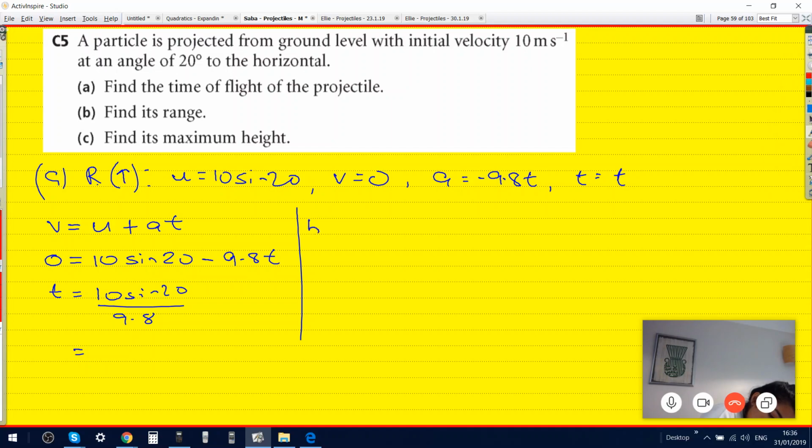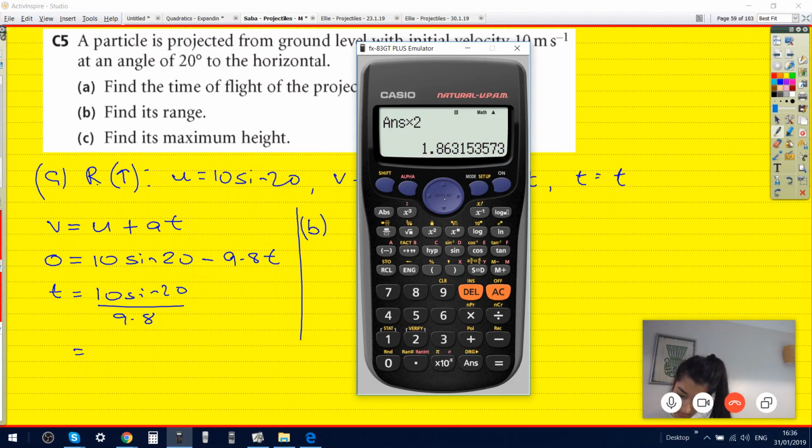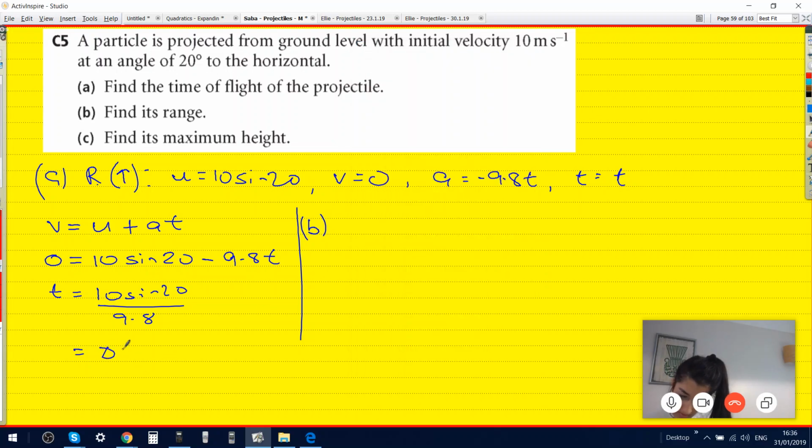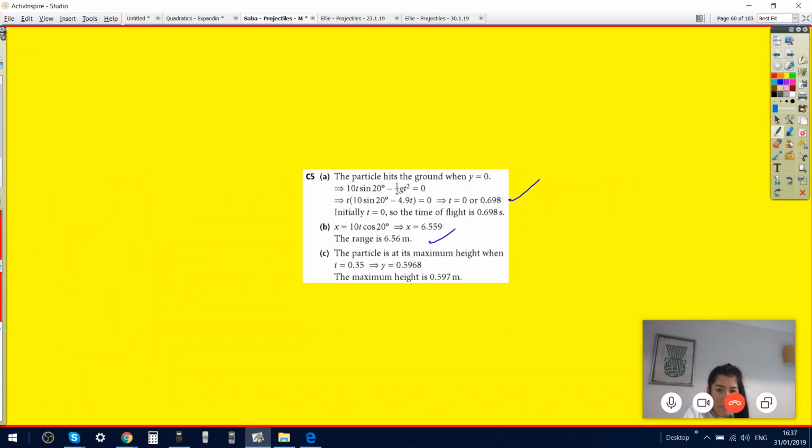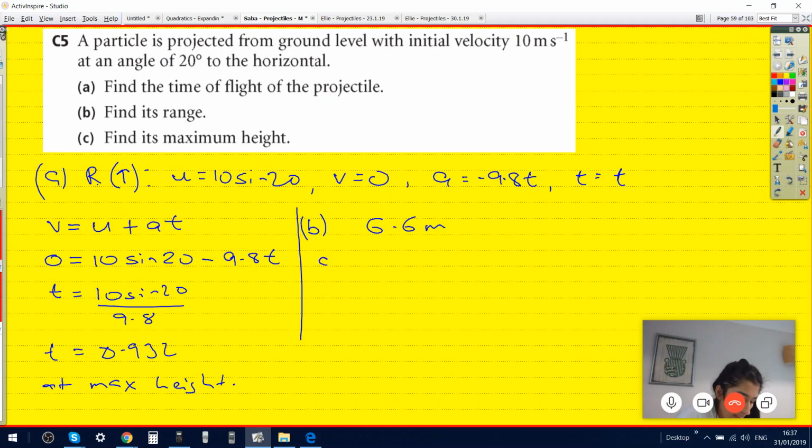Okay, B. Then range would equal 10 cos 20 times that time that I just worked out, which equals 6.56, so 6.6. So 6.6 meters for its range. 6.56, yeah. And maximum height.